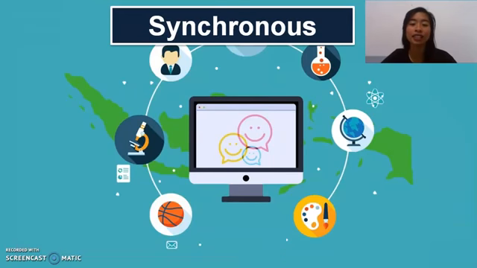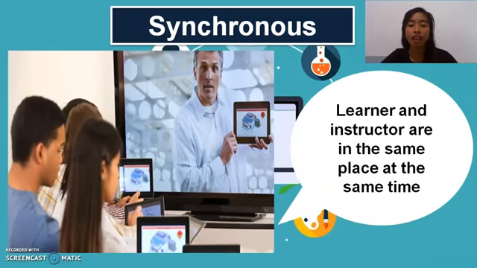The first one, synchronous. Synchronous is when the lecturer and students are in the same place and at the same time. You can look at the picture, the boy and the learner are in the same place and at the same time. For another example, when your lecturer has the Skype application and invites all the students to connect to the class and the learners get the information, it's called synchronous.